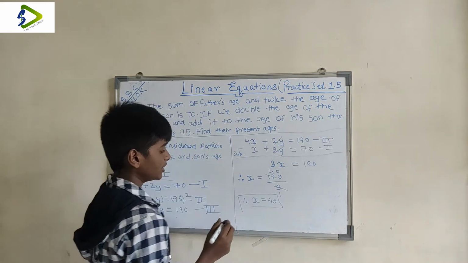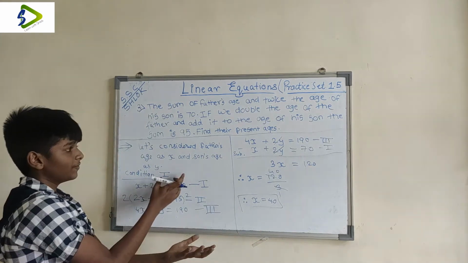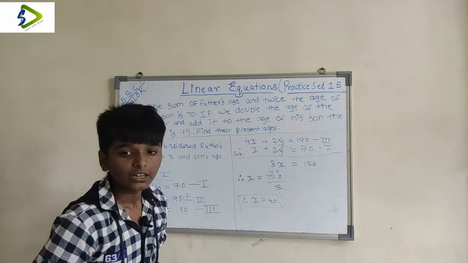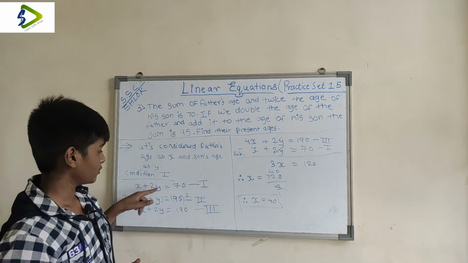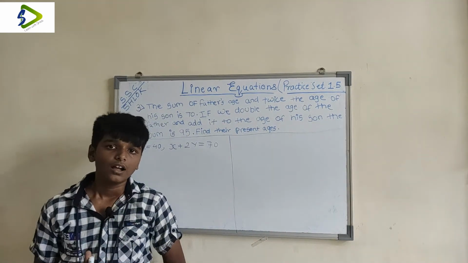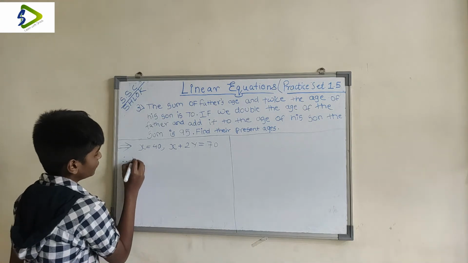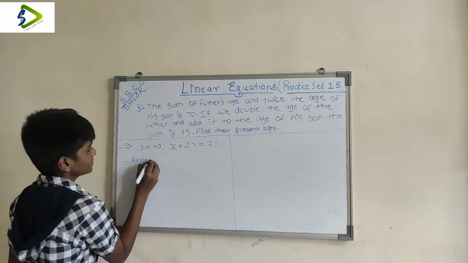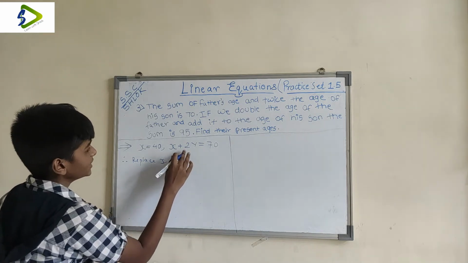Now here what is the value of x? What we consider as x is the father's age. So we have found the father's age. Now we have to find the son's age, which means we have to find y. So what we do? We have to replace. So now that we have found x, let's find y. Therefore, let's replace x is equal to 40 in this equation.